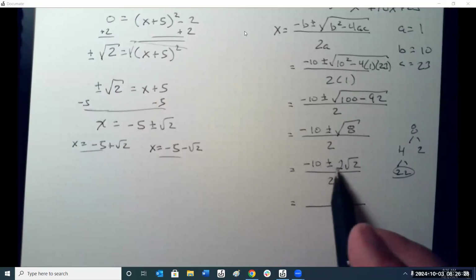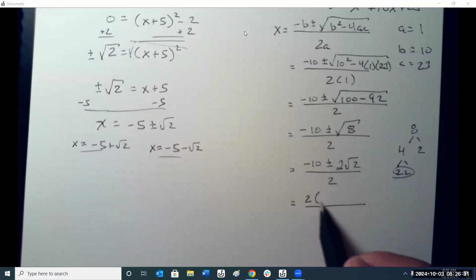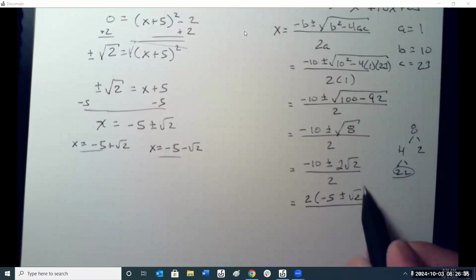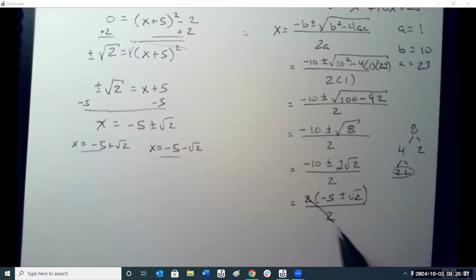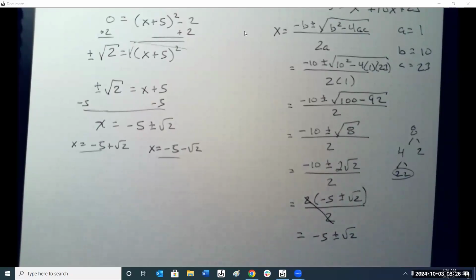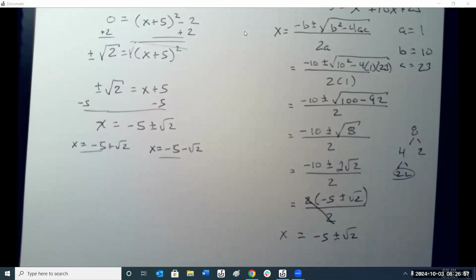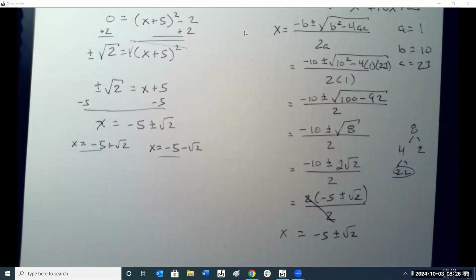On top, 10 and 2, they both have a 2 in common. So I could factor out a 2. And they cancel. And we have left -5 plus or minus square root of 2. All right. So they both give us the same answer. They should. It's just that you choose whatever method works better for you.